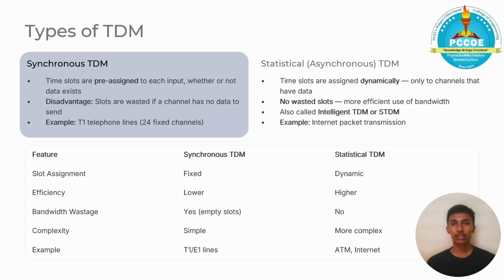The second is statistical TDM, also called asynchronous TDM. Here slots are assigned dynamically only to the channels that actually have data, so there are no empty slots and it is much more efficient. Example, the way data packets travel over the internet. So statistical TDM is much smarter and more efficient but slightly more complex to implement compared to synchronous TDM.